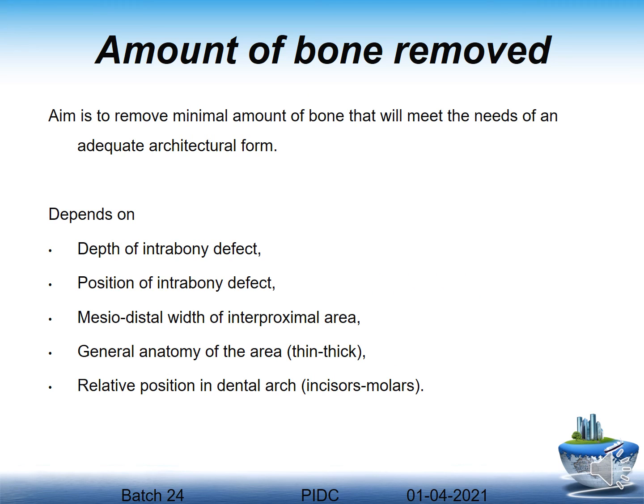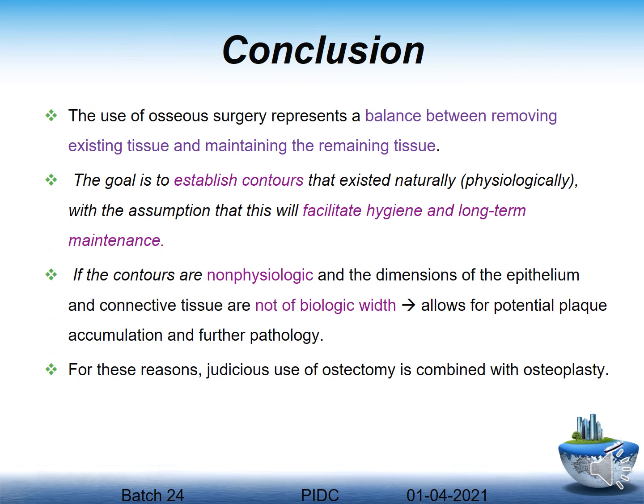So the amount of bone removed is always a concern. The aim is to remove the minimal amount of bone that will meet the end needs of an adequate architectural form. This depends on the depth of the intrabony defect, the position of the intrabony defect, mesiodistal width of the interproximal area, general anatomy of the area, and relative position in the dental arch.